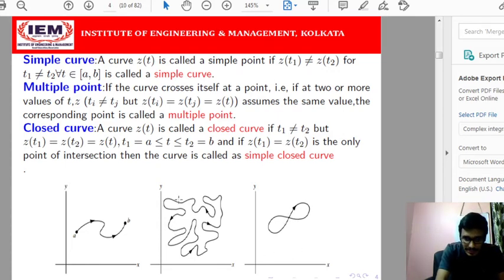But in the previous example, this is a closed curve and there is no multiple point apart from the initial and terminal point. Only the initial and terminal point are coinciding, they are merging, but the other points are not coinciding. So this is called a simple closed curve.